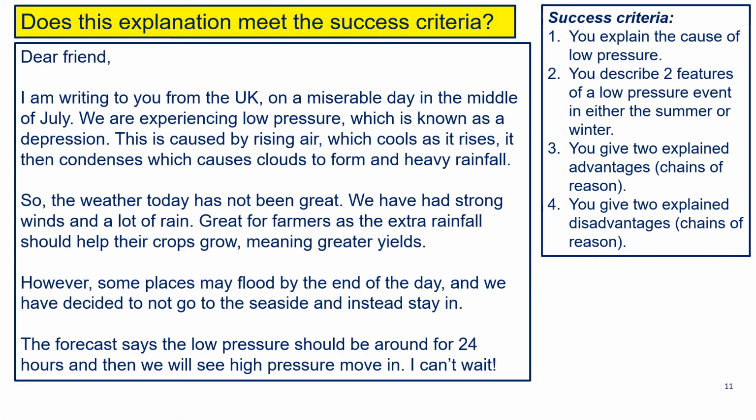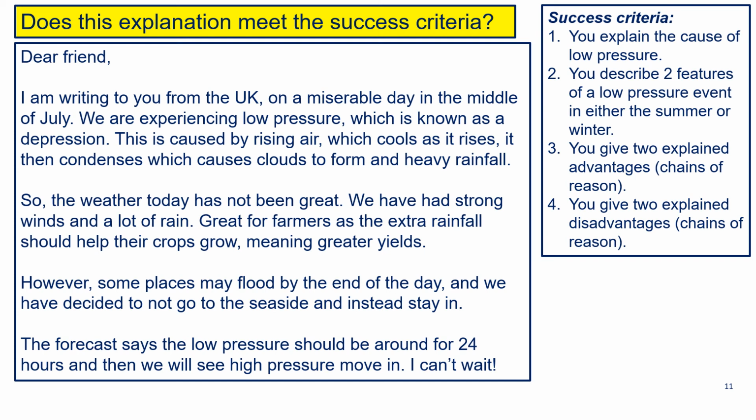So here we go. This is an example, so let's just read through it now. It says here, "Dear friend, I am writing to you from the UK on a miserable day in the middle of July. We are experiencing low pressure, which is known as a depression. This is caused by air rising, which cools as it rises. It then condenses, which causes clouds to form and heavy rainfall.